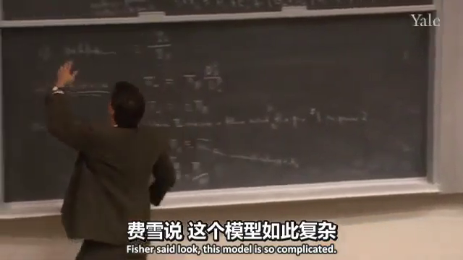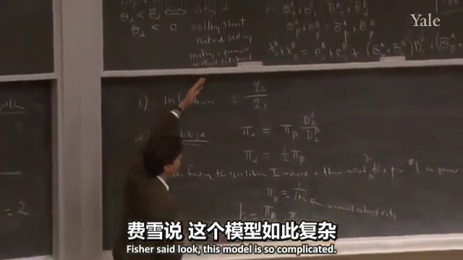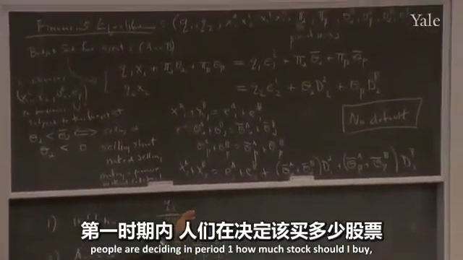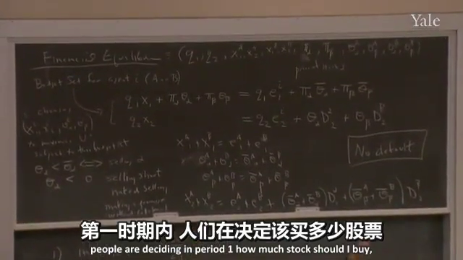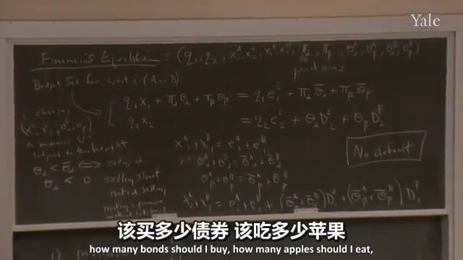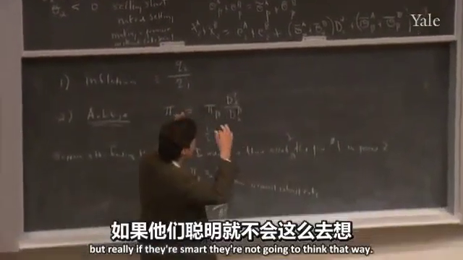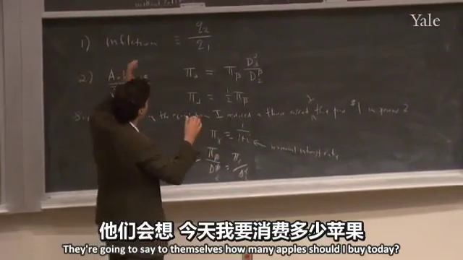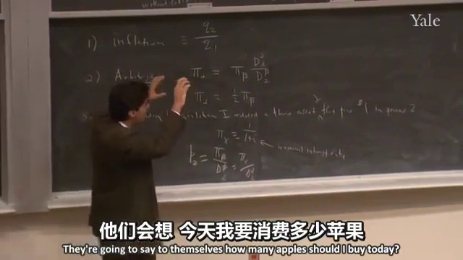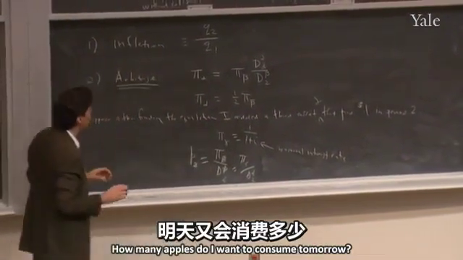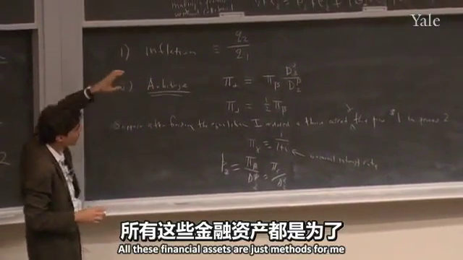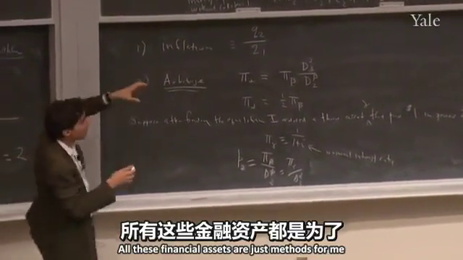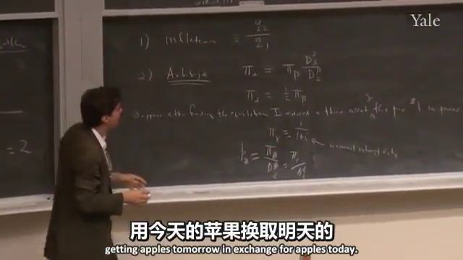Fisher said, look, this model is so complicated, you're thinking in your heads, people are deciding in period 1, how much stock should I buy, how many bonds should I buy, how many apples should I eat? But really, if they're smart, they're not going to think that way. They're going to say to themselves, how many apples should I buy today? How many apples do I want to consume tomorrow? All these financial assets are just methods for me getting apples tomorrow in exchange for apples today.